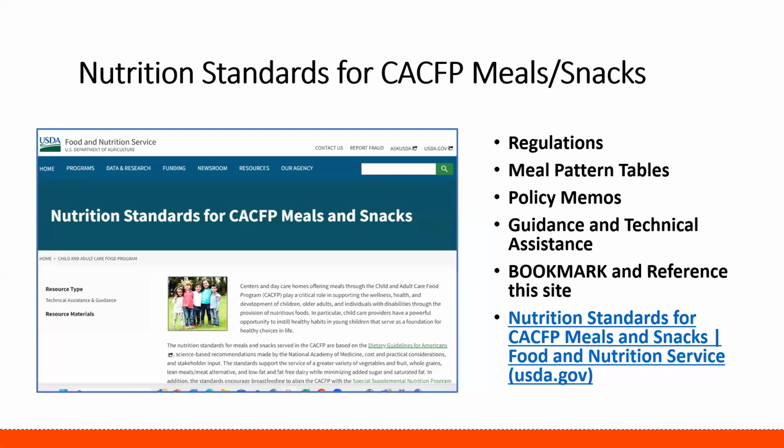Now, regarding nutrition standards for these meals and snacks, there are several regulations that we have to follow, and they can be found on this website. We highly suggest you bookmark it. This USDA website is very valuable, as well as our own MDE website, where we have several resources as well. But I wanted to point out this one at the beginning, because when there are updates, this will probably be one of the first pages that is updated as well.